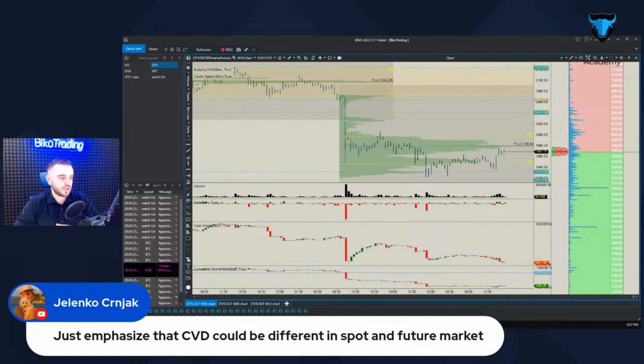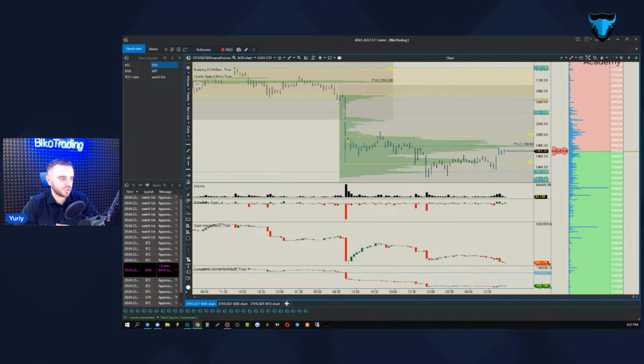Just emphasize that cumulative delta could be different in spot and futures market. Yes, it could be different, but futures market in most cases is way more important because it shows delta way more accurately. The problem of a spot market is that quite often you will see price rise with super negative delta. With futures market, it's more natural because people can make long and short trades all together.